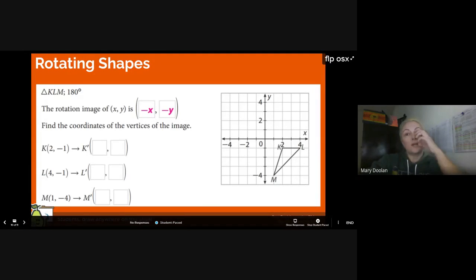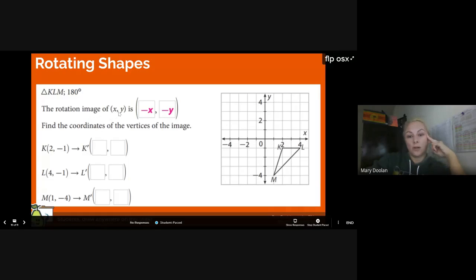All right, and so now you're going to try one with a different rule. So you had 2 examples where they were doing the 270 counterclockwise. In this example, triangle KLM, which is already plotted for you, they give you the coordinates of their ordered pairs that represent the vertices.